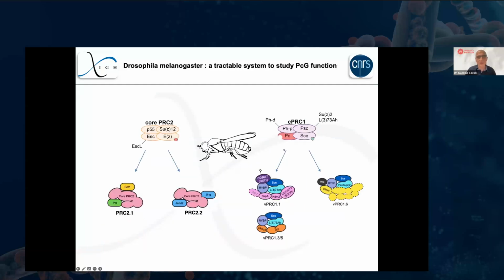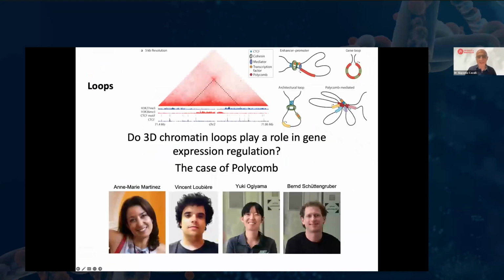Flies are a somewhat more tractable system to study Polycomb function. They have all the conserved components. They also have variant complexes, but the advantage is that in most cases, for most subunits, you only have 1 or maybe 2 genes coding for it. So it's easier to do the genetics. And that's why we did quite a bit of work in the fly system. And I'll start looking into loops that involve Polycomb components. This is work that has been done in the lab by several people collaborating. It was a very nice internal collaboration.